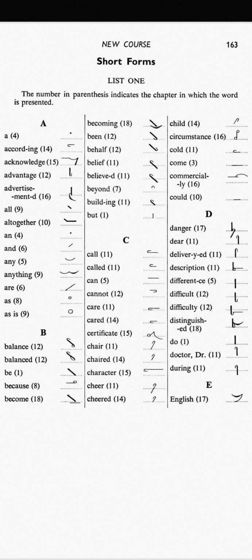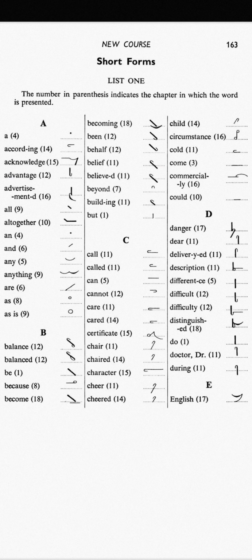N stroke above the line for any. N stroke ng stroke above the line for anything. Upward R on the line for R. Small circle above the line for as. Big circle above the line for as is.